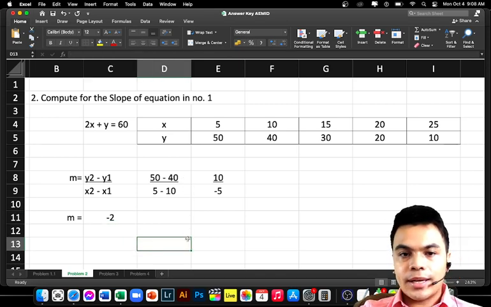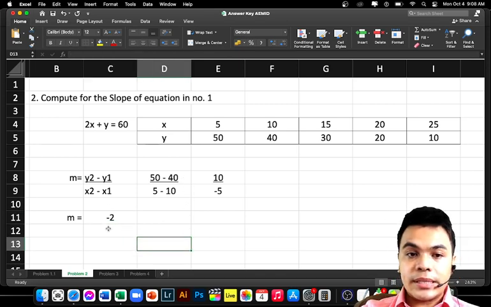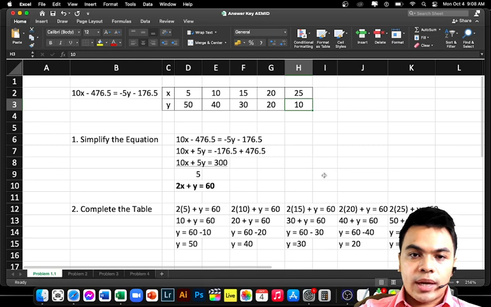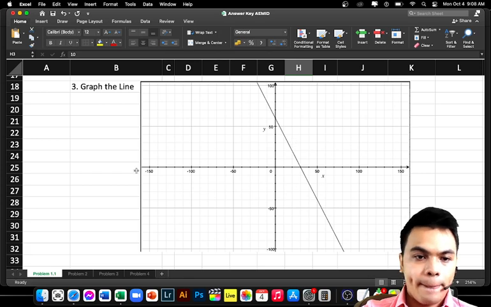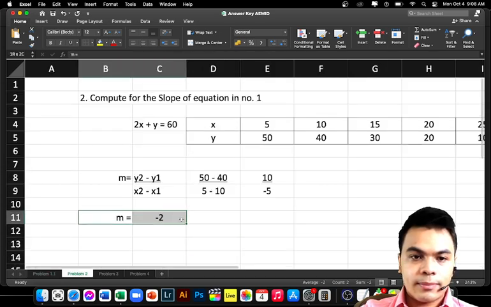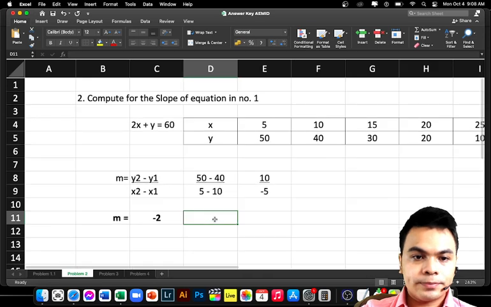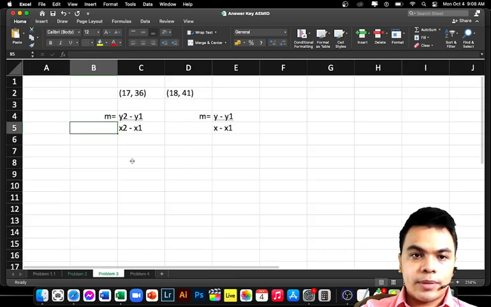And when we interpret the slope again, if it is negative, it is a downward line from left to right. If we check our graph again, our slope is true. It's a downward line from left to right. So we are done with problem number 2. Okay, let's go to problem number 3.